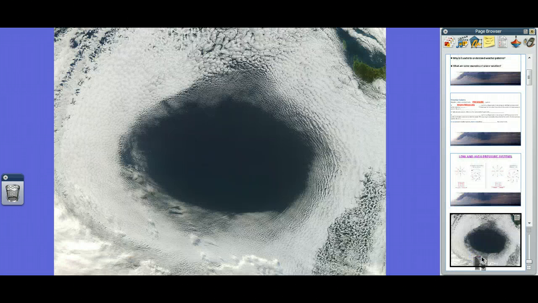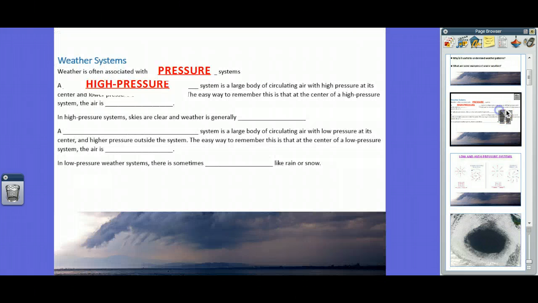What we have right here, this is New Zealand off to the right, but this is an example of a real high pressure system, a really strong one. So right here is the high pressure, and pushing out of it is the lower air pressure, so that's where those clouds are at. The easy way to remember this is that at the center of the high pressure system, the air is really dense. And so as you saw in that, the air is so dense, there's not a lot of room for a lot of water vapor, so there isn't a lot of room for clouds to form.